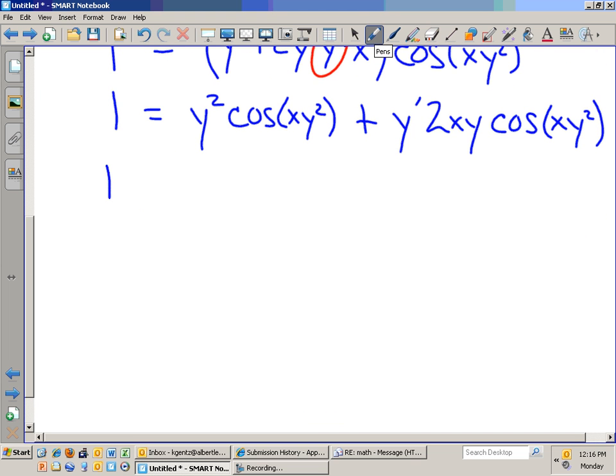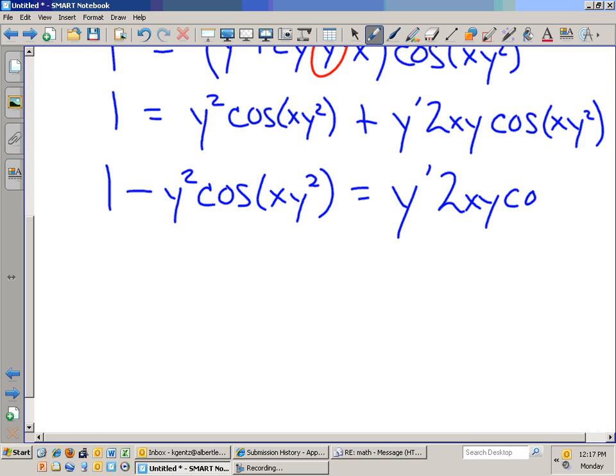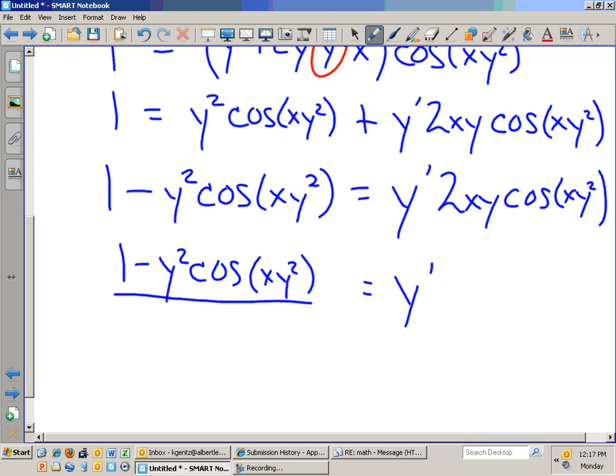Nope. The answer, we're almost there. 1 minus y squared cosine of xy squared is equal to y prime times 2xy cosine of xy squared. Now what should I do? Yeah, now if I divide, I'm good to go. And I would get y prime is equal to 1 minus y squared cosine of xy squared divided by 2xy cosine of xy squared. No, you can't just cancel off the cosine of xy squareds. But that's y prime.